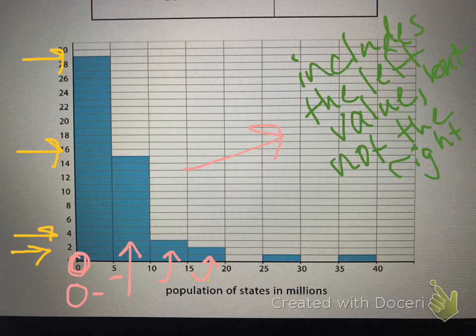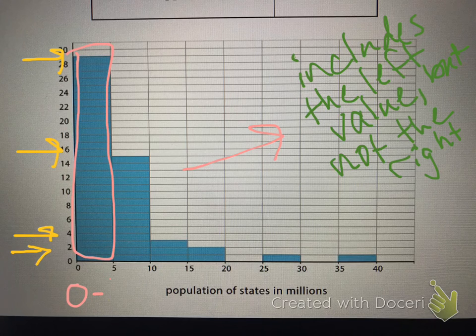So what does that mean? That means that this bin, this bar, includes all states that have a population of 0 million to 4.9999 forever million. Once they hit 5 million, then they get included in the next bin, okay? So if I have a state that has exactly 15 million people, I'm going to put it right here, not here. Okay, so hopefully that helps you.